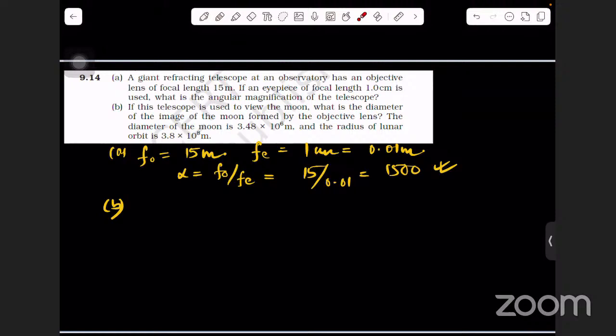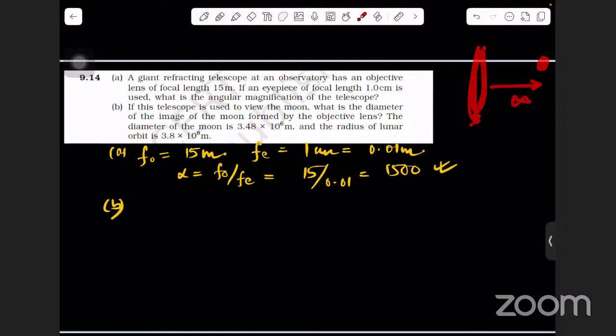So, let's consider that the objective lens is on the Earth, and the moon is at a very, very large distance, 3.8 times 10 to the power 8 meters. It's a very large distance for the objective lens. The moon can be considered to be an object at infinity for this convex lens.